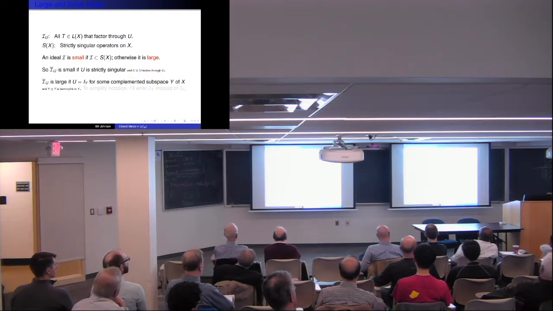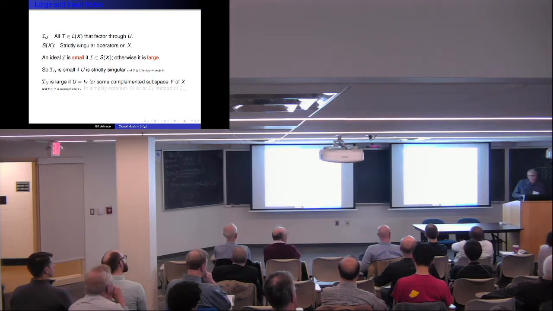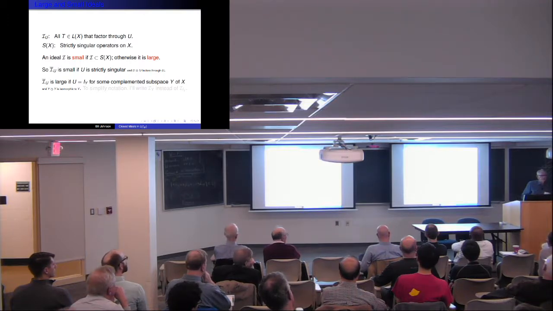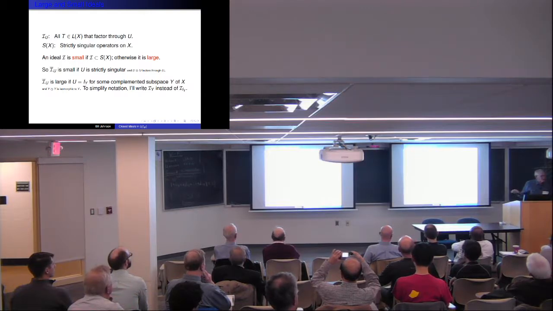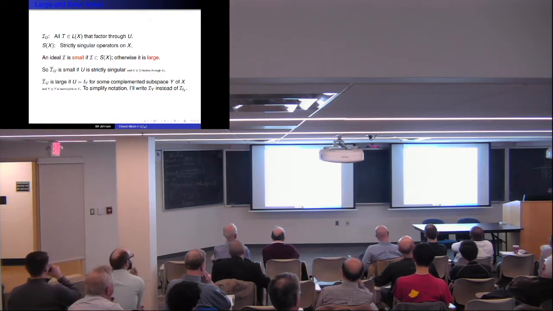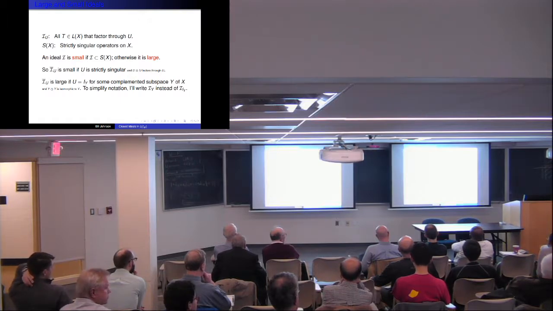So now, in order to guarantee that this is really a proper ideal, you just make sure that this subspace Y does not contain a complemented subspace isomorphic to the whole space. This has to be a little bit smaller than the whole space, that's all. Now, of course, it's silly to write I sub U, so I'll write I sub Y for these ideals. So I sub Y, calligraphic I sub Y, will be all operators that factor through the space Y.